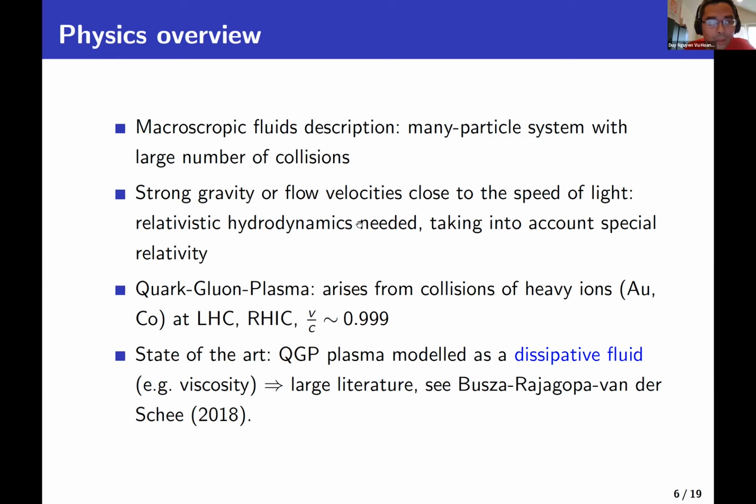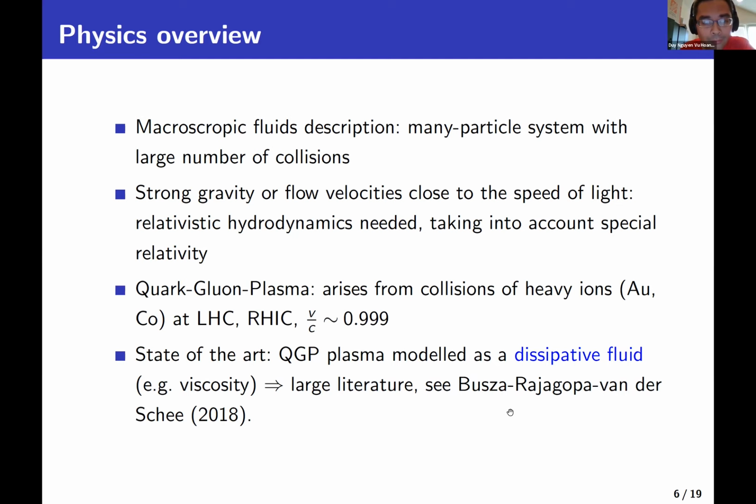So since we have high flow velocities, we need to take into account relativistic hydrodynamics. And actually there's a misprint here. There's no gravity in this talk, so sorry about that. So what is the state of the art in this field? The currently accepted model is to regard this plasma as a dissipative fluid. People have tried to model it as a perfect fluid, but the current consensus is that there are some dissipative effects involved, such as maybe diffusion, heat conduction, and also viscosity, which is one of the main effects here. And if you want to learn a little bit more about that, the physics literature is very extensive. You can look at a very nice overview article by these three authors here.